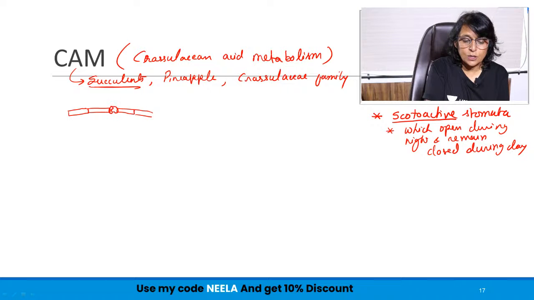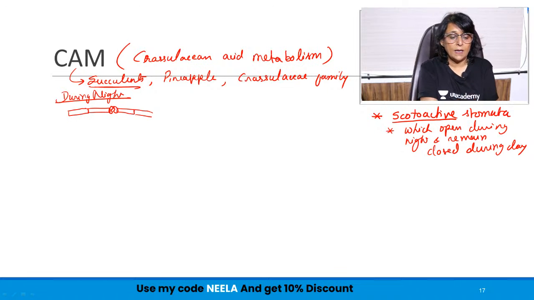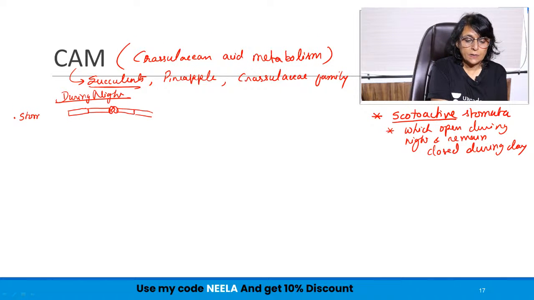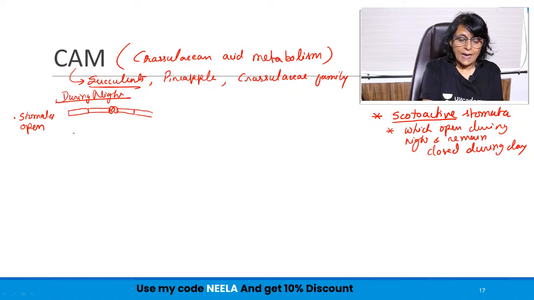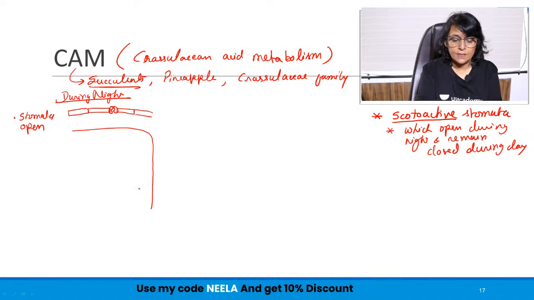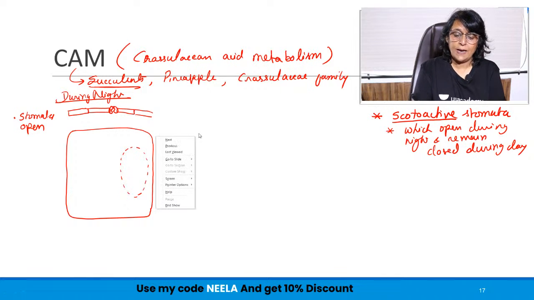So here is this stomata that I have drawn. This is during night, and because it is having scotoactive stomata, the stomata are open. If stomata are open, then only gaseous exchange is possible. And this is the mesophyll cell. In mesophyll cells, there are vacuoles, chloroplast, all those structures are there. So now what happens during night time?